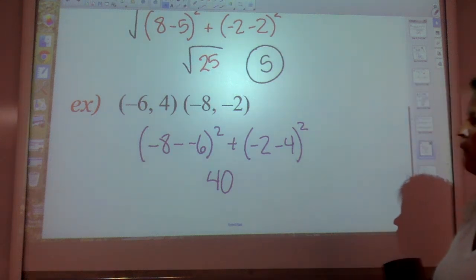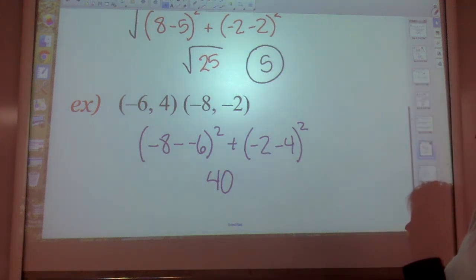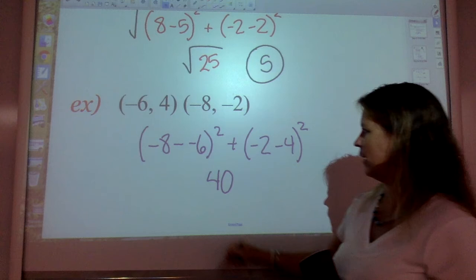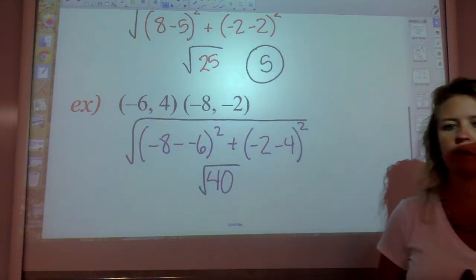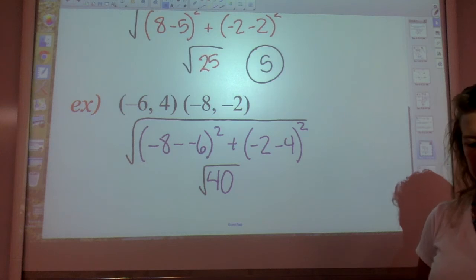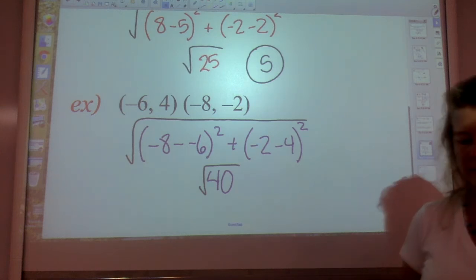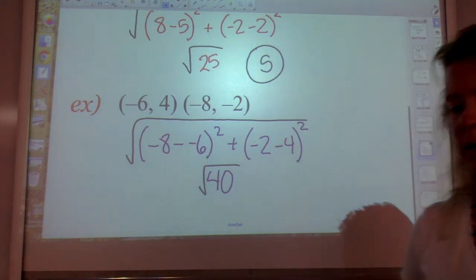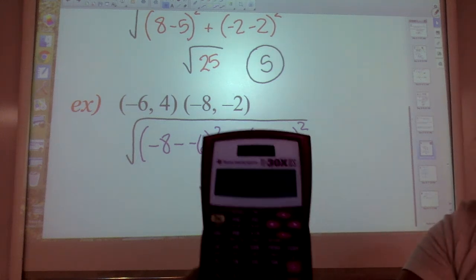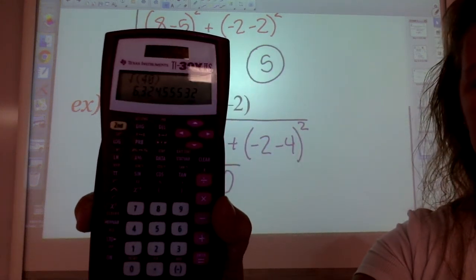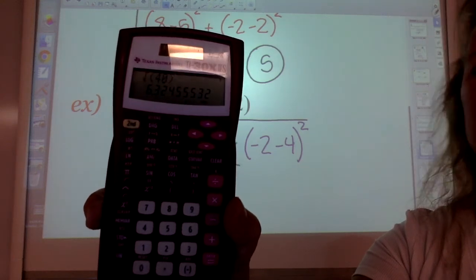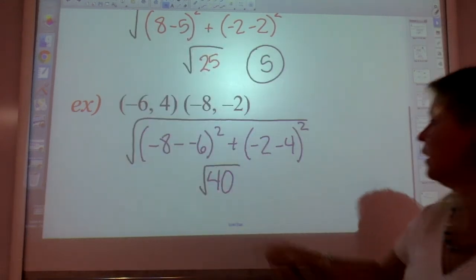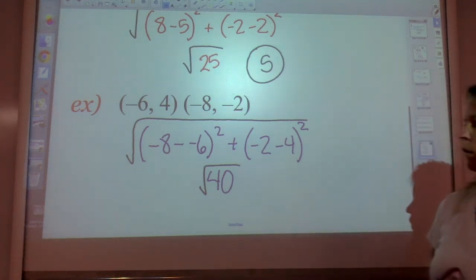This time you should get 40, but it's not actually 40. Go back and put your square root. It's the square root of 40. Why didn't I have you type that into your calculator with the square root? Because if you type it in with the square root, you get an irrational decimal. What's irrational about that? It's 6.32455532. You don't want a decimal that doesn't terminate. So your answer here is square root of 40.